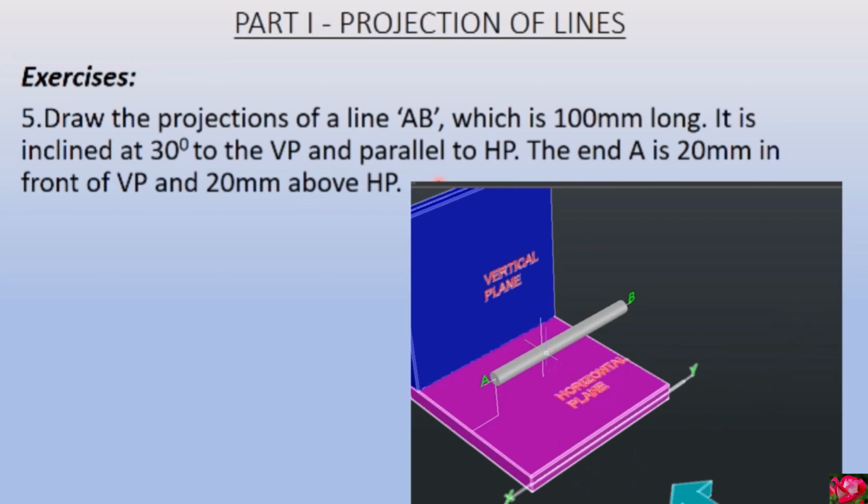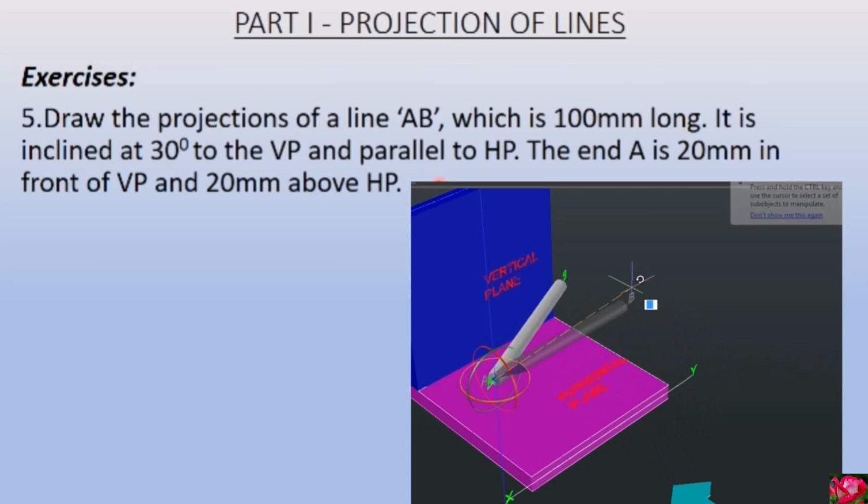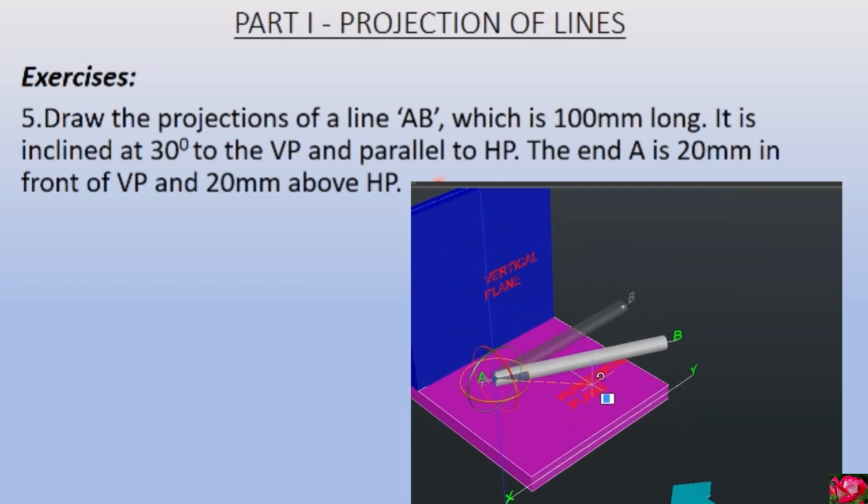But it is inclined to the vertical plane. So I will make the inclination angle with respect to the vertical plane. So I will show you. Now you see that this is the vertical plane here, and I am tilting with respect to the vertical plane. So let's say the angle it is making is 30 degrees.